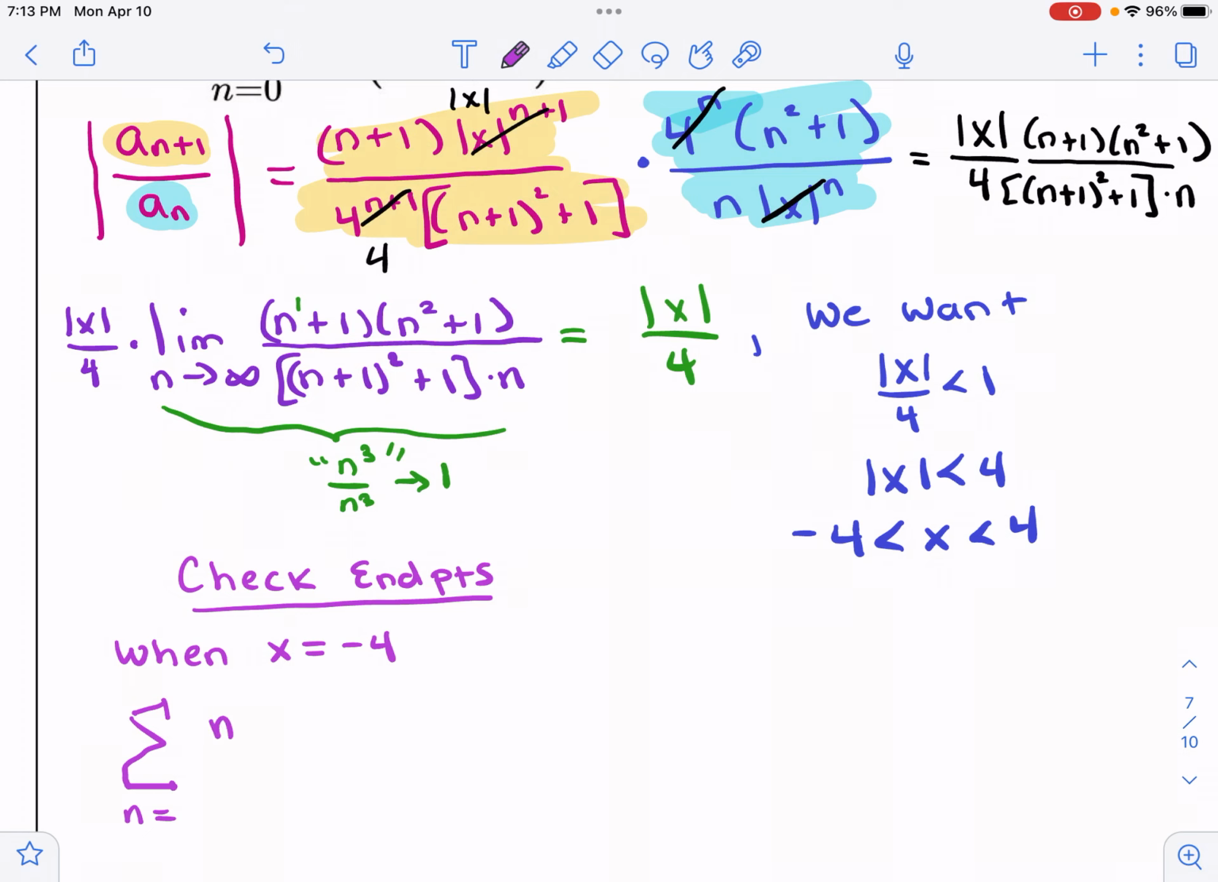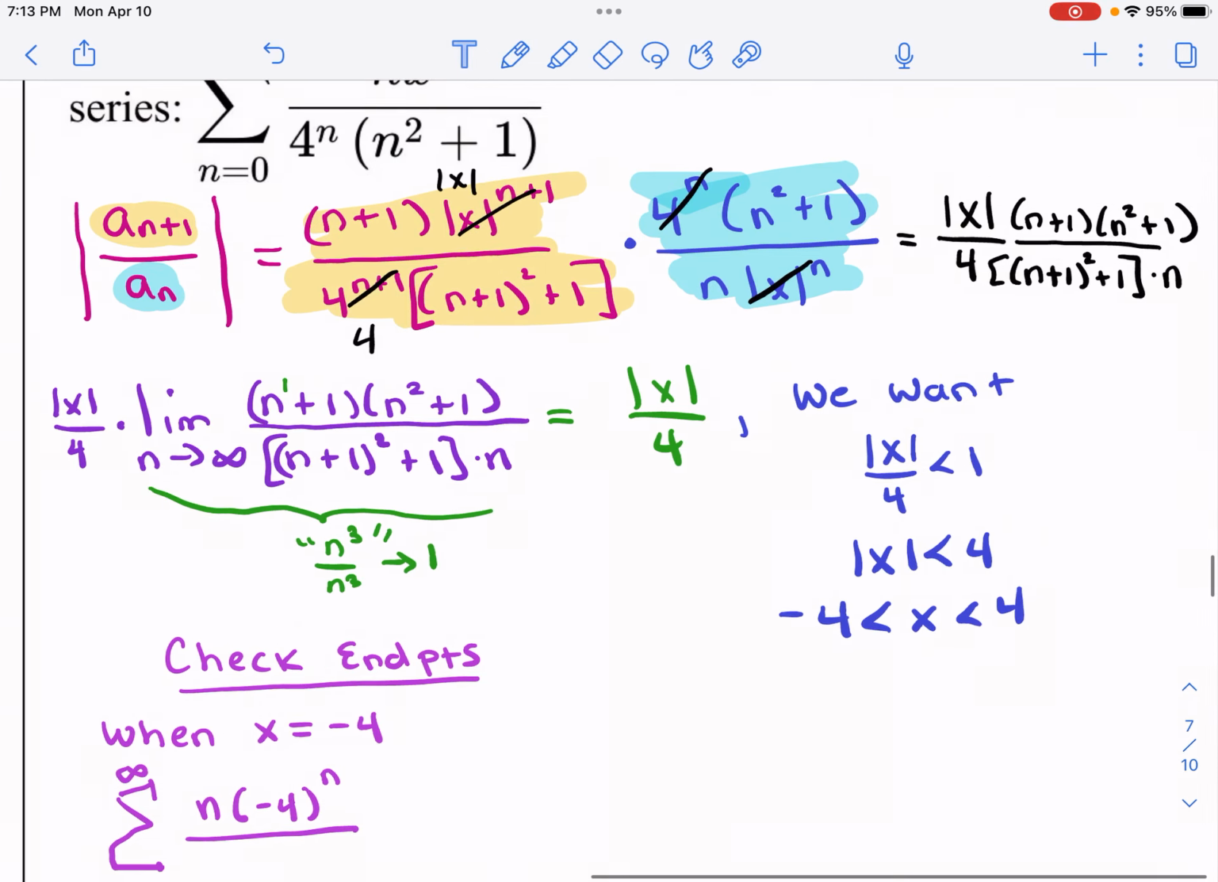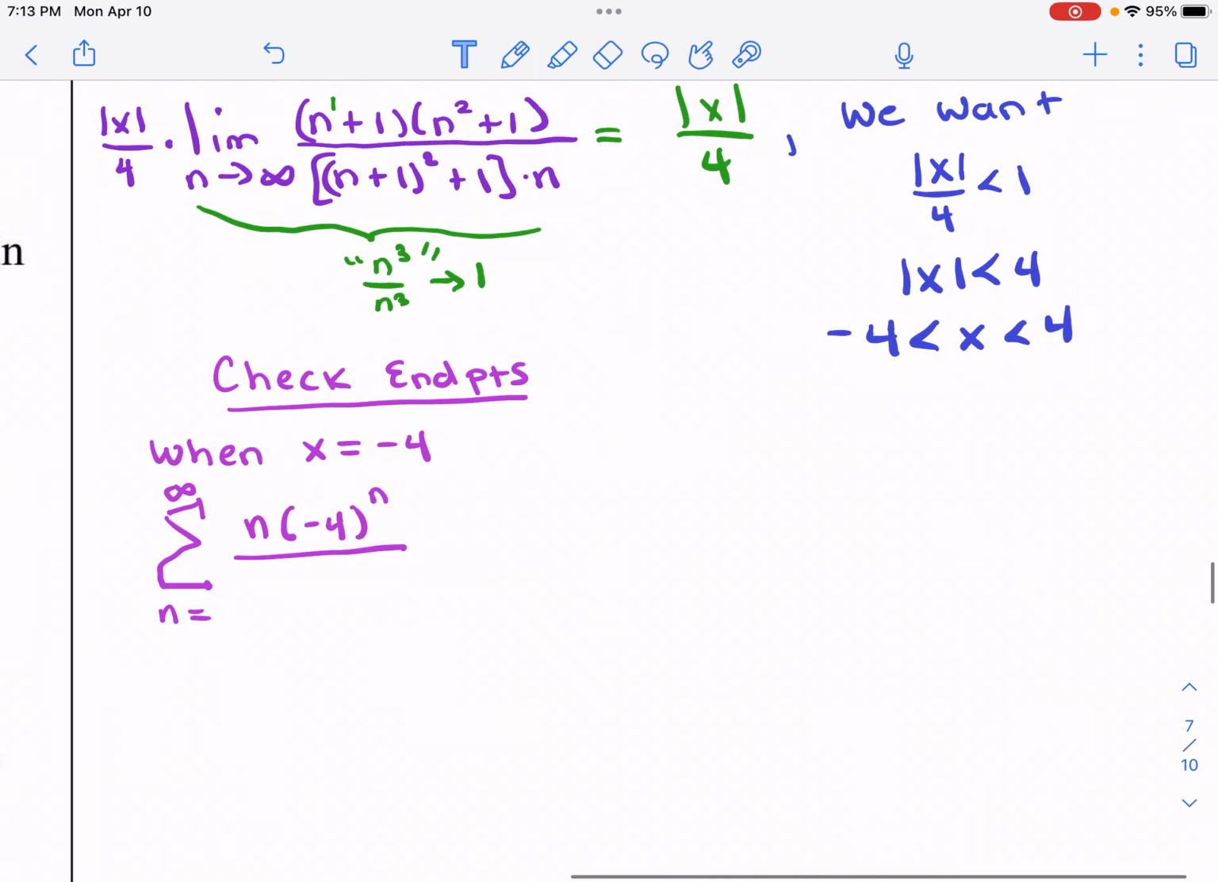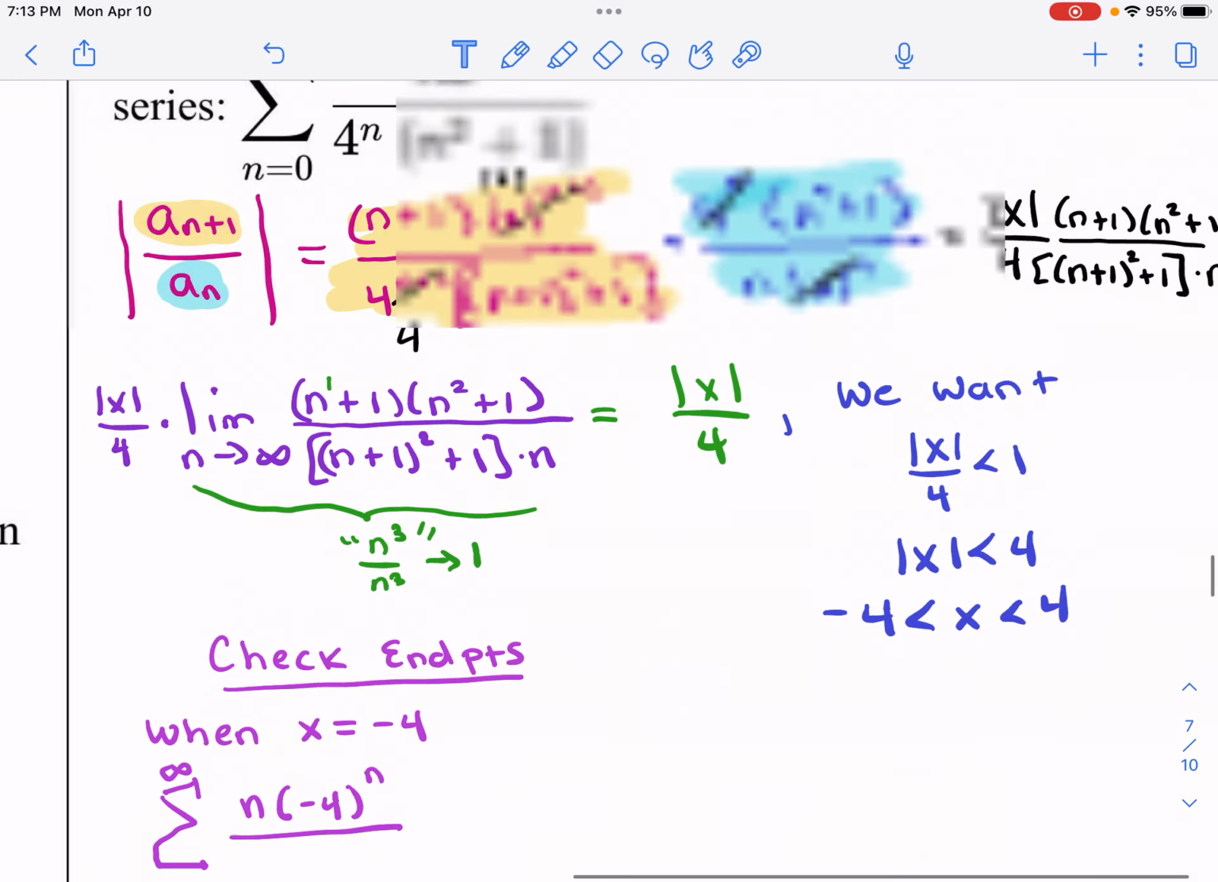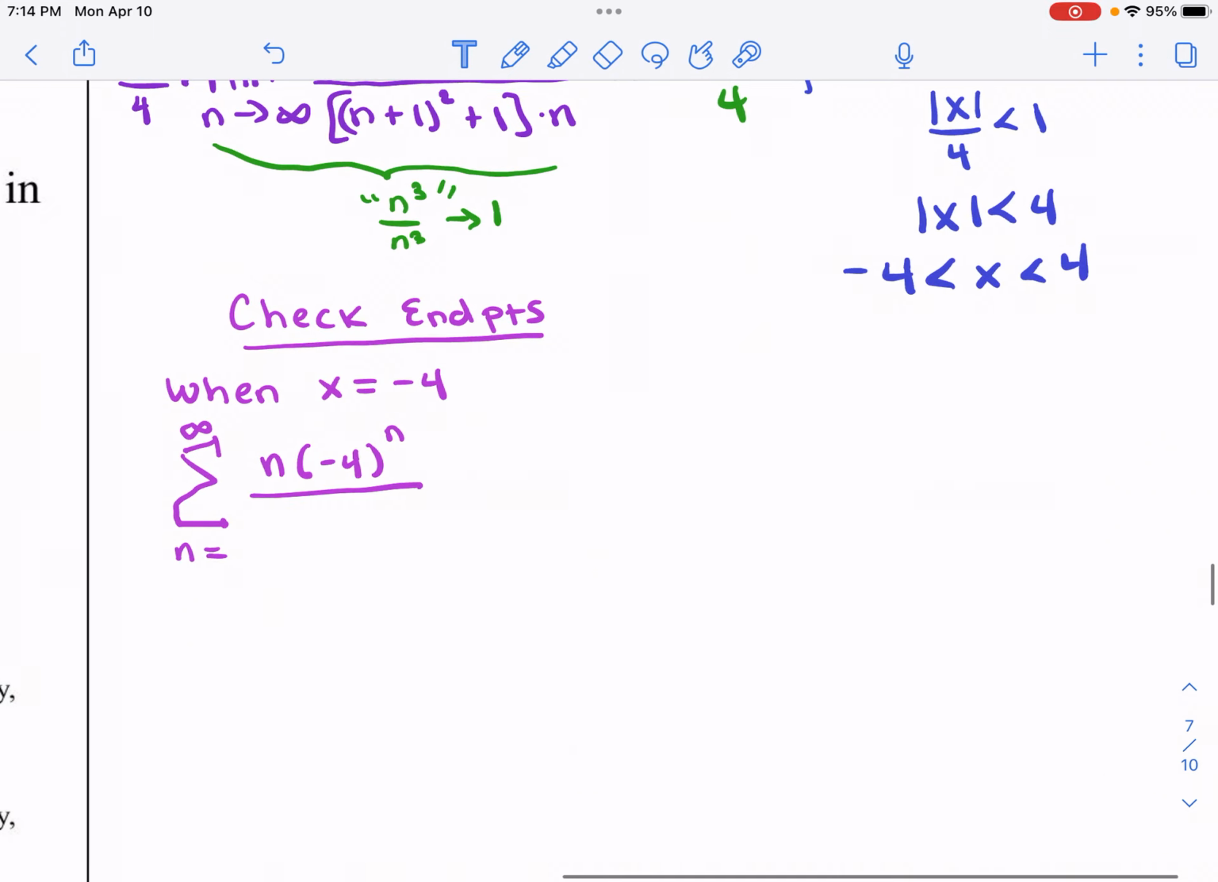I feel like I'm experiencing some lag here, and I don't know why. Okay, all that divided by 4 to the n squared plus 1. Sorry, I forget where this started. It starts at 0.